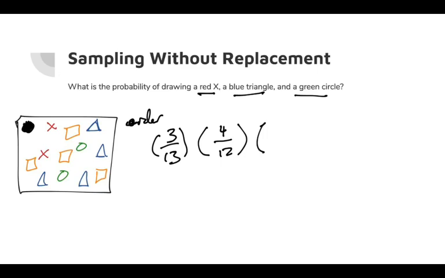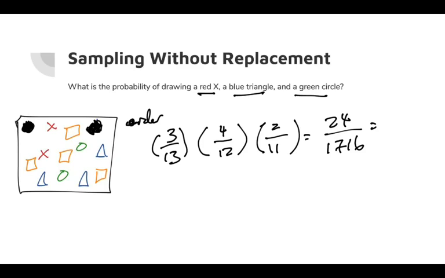So I drew out a blue triangle, so now one of those blue triangles is gone. So what's the chance of me reaching in and drawing a green circle? Well, there are 2 green circles in there, and now there's only 11 objects for me to pick from. So I have a 2 out of 11 chance of getting a green circle, right? And then if I multiply these together, going across the top, 24, and then multiplying across the bottom, 13 times 12 times 11, 1,716. And now divide these two.